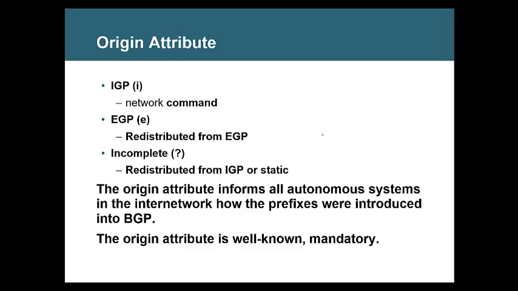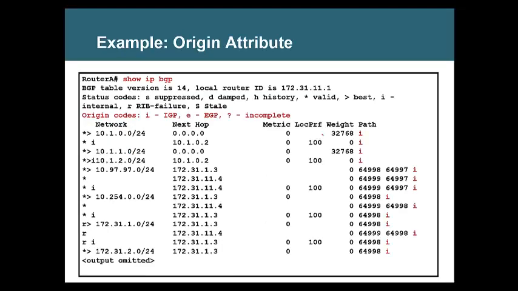Again, this is also well-known mandatory. So this is the I that I was talking about. This shows that these networks are advertised using the network command, not redistributed. What is the difference between this I and this I? This I is talking about I have learned this network from a local iBGP neighbor. This is an iBGP neighbor learned route. This is the origin code. This is different.